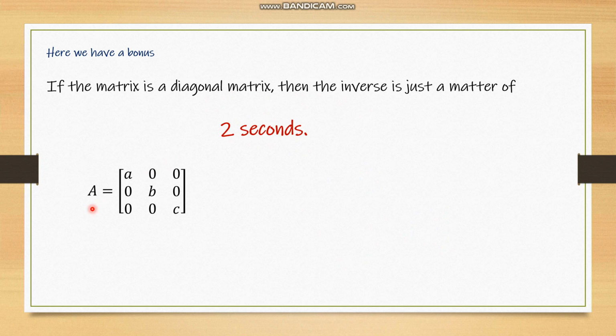Let me take the example. As you know, this is a diagonal matrix where all the diagonal elements are numbers other than 0, and all non-diagonal elements are 0. If you have a matrix like this, it's very simple to find A inverse. We just replace the diagonal elements by their inverses. That is, if there is A, then the answer is 1 by A, 1 by B and 1 by C, and all other elements are the same. So this itself is the inverse.